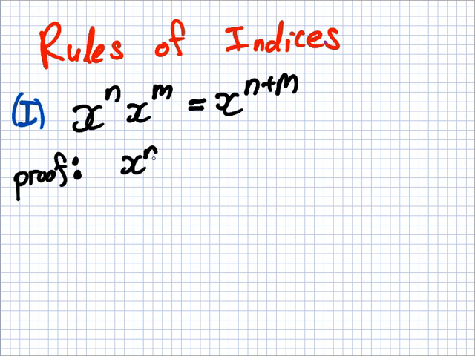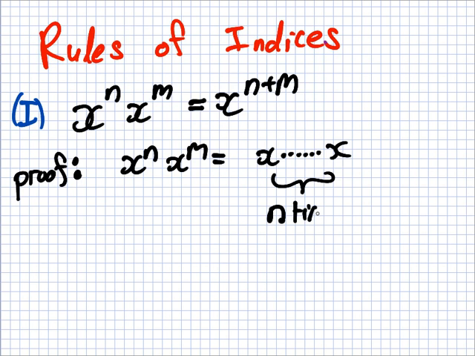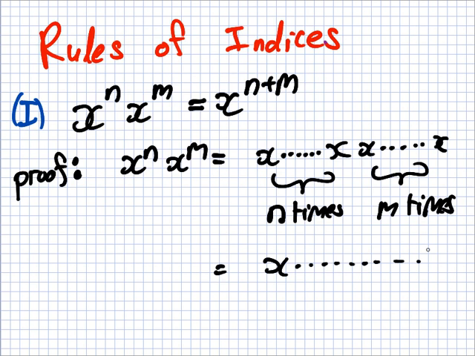So x^n times x^m is equal to x multiplied by itself n times, and x^m is x multiplied by itself m times. So obviously it doesn't require much imagination to see that the number of x's you have here is n plus m times. So it's a fairly obvious rule really, and that's our first rule. So if you can write this down please.